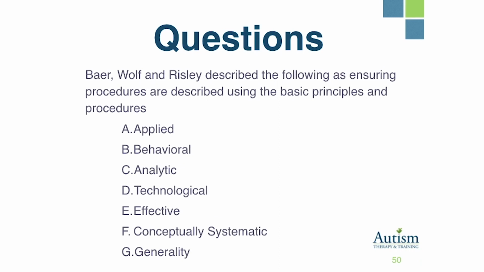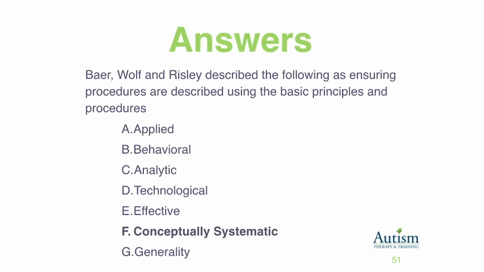Bear, Wolf, and Risley describe the following as ensuring procedures are described using the basic principles and procedures. A. Applied, B. Behavioral, C. Analytic, D. Technological, E. Effective, F. Conceptually systematic, or G. Generality. And the correct response is F, conceptually systematic. Way to go.